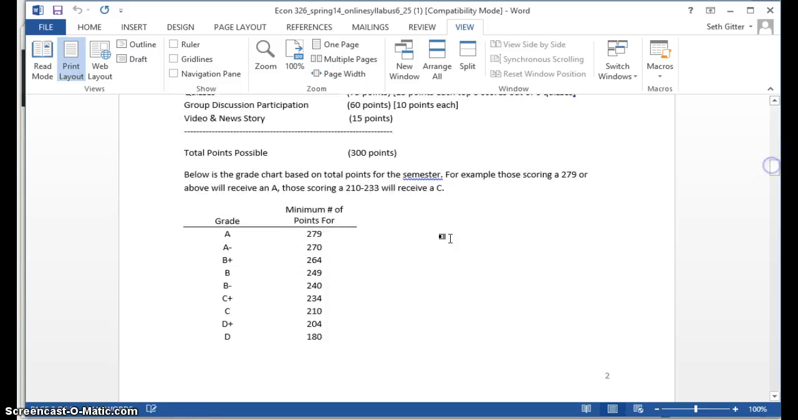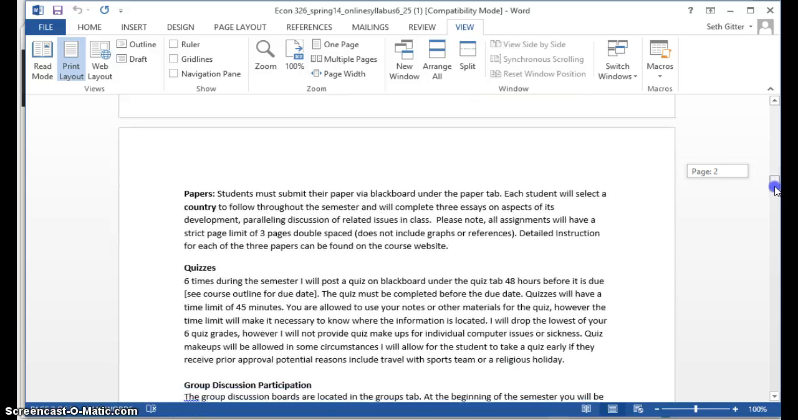Here's the minimum total possible points for each grade. I might round up in some cases or redo the curve, but this will be the absolute minimum. If you get 279 of the 300 points, you'll definitely get an A in the class. I might make it lower based on the scores of the class.